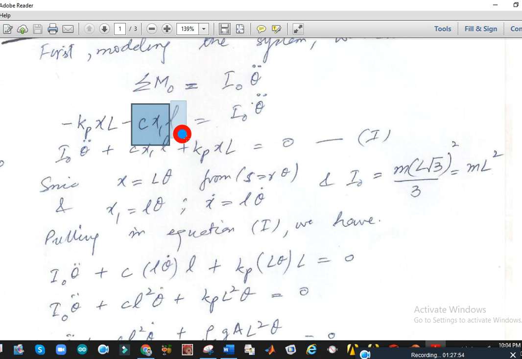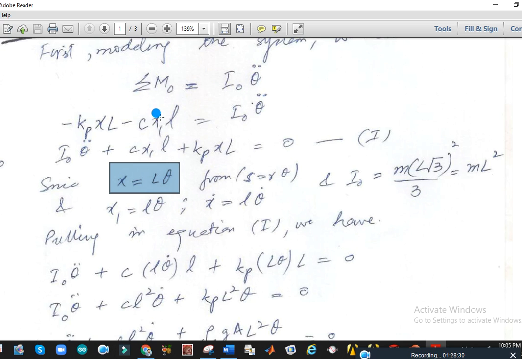Okay, now we will expand the expression for the angular motion. We know that x is equal to r theta, where r is the moment arm, and here the moment arm is already mentioned. We know that x is equal to capital L into theta. Why? Because the stiffness element is located at distance capital L. Okay, and we will put this value here, and this is x1 naught.